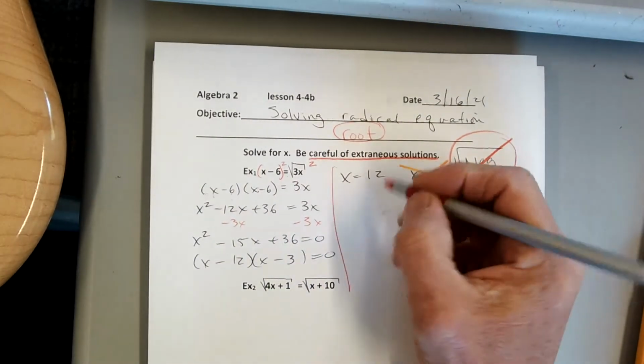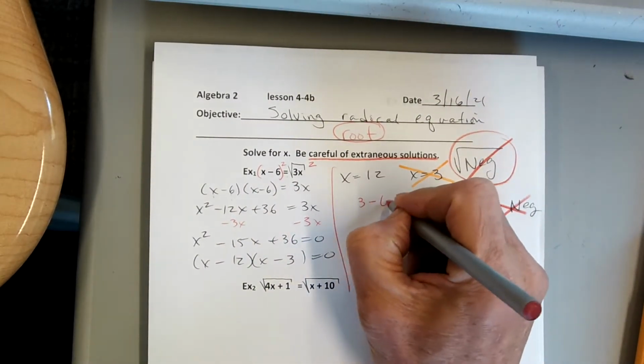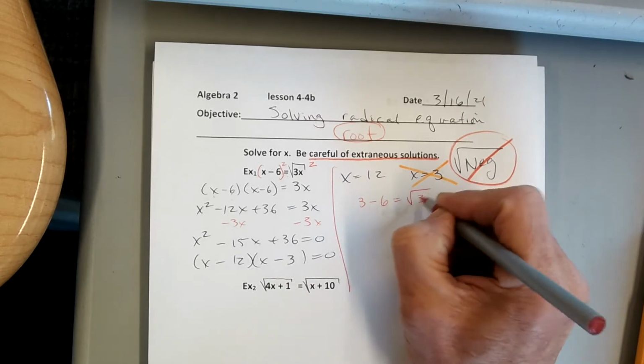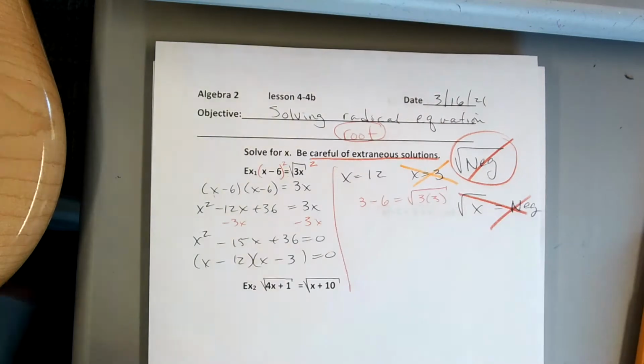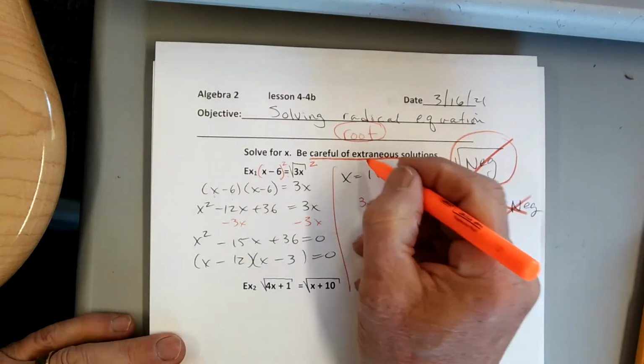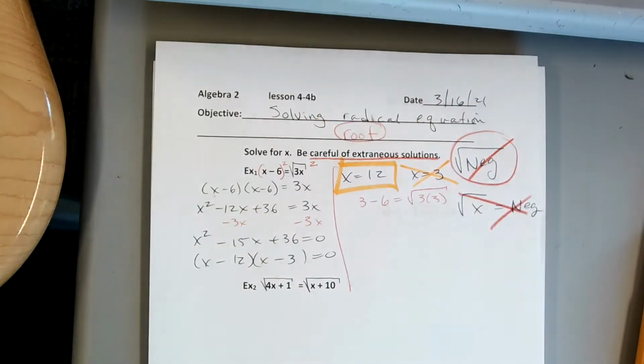Okay, here's our check. So we're going to go 3 minus 6 equals the square root of 3 times 3. You're going to have a negative 3 equals 3. Nice job, Ellie. Okay, so we throw away that one. We only have one answer, and that is our 12. Okay, thumbs up, you guys. Awesome.